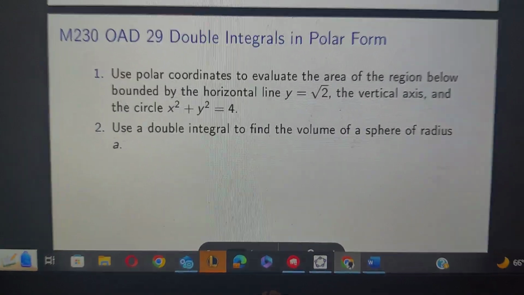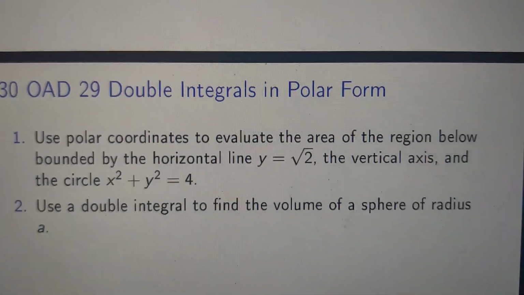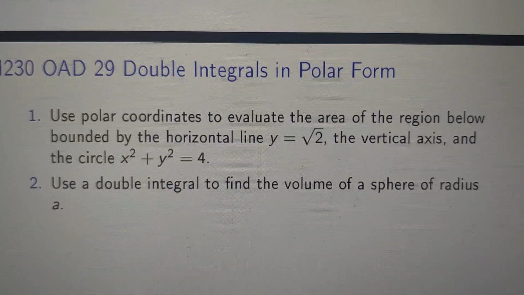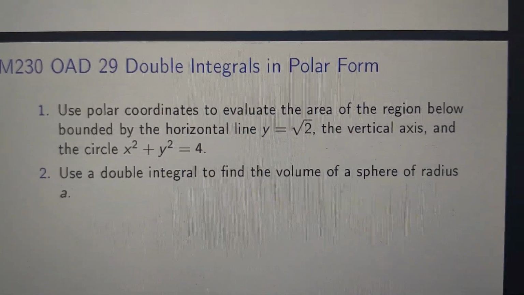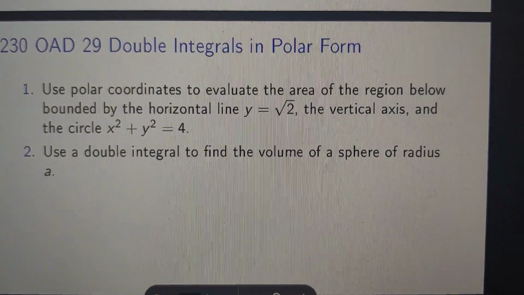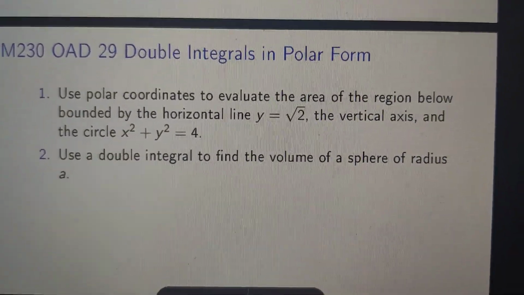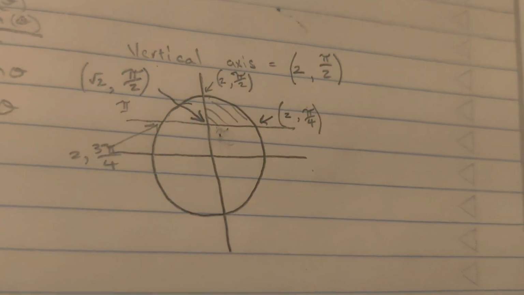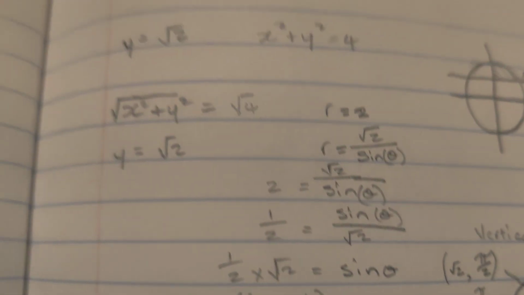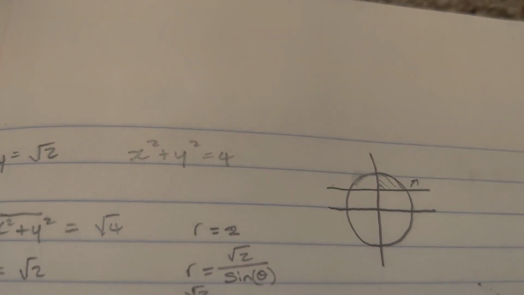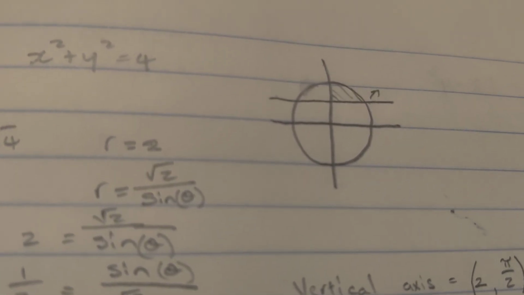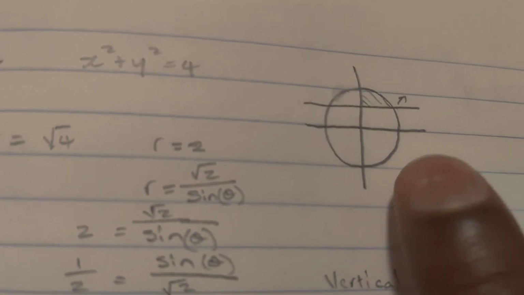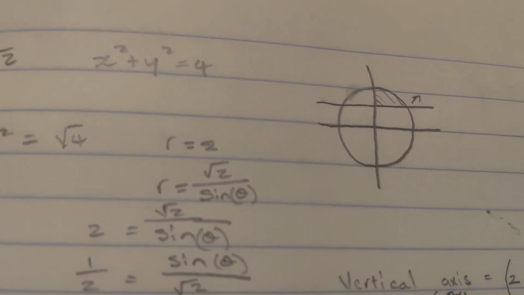So our first question, we're given a horizontal line y equals root 2, which is going to be like a straight line across, parallel to the x-axis, and the circle x squared plus y squared equals 4, so the radius is equal to 2. I have a representation right here where I label the points, but before we get to that, we're going to do the representation up here. So it's just a circle with a line horizontal to the x-axis, and it's equal to root 2.